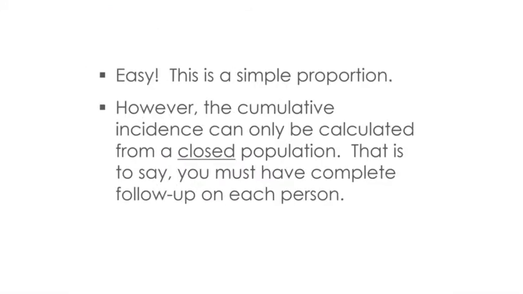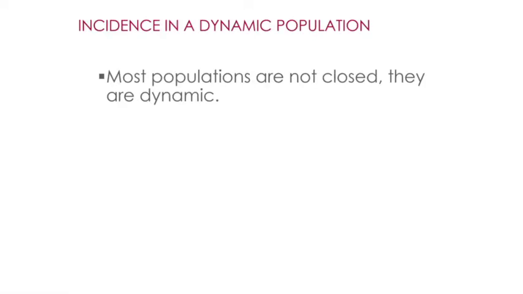So this is so easy. This is a simple proportion. I spent years getting a PhD. It gets a lot more complicated than this, don't worry, but this first concept is dead easy. The problem being that the cumulative incidence can only be calculated from a closed population. That is to say, you must have complete follow-up on each person.